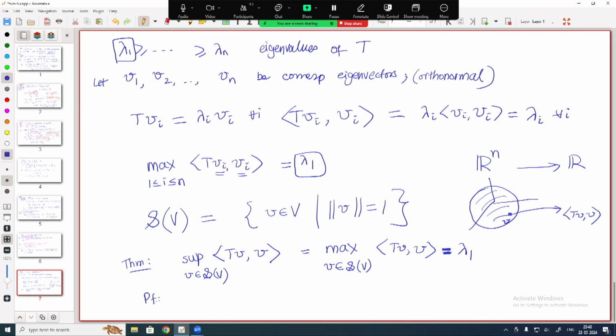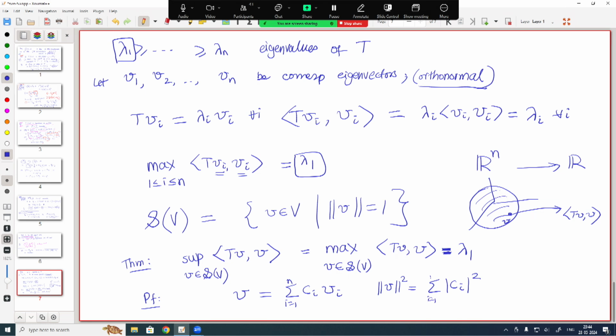The proof is very simple. I need my vector V to vary over the unit sphere. So unit sphere means what? V can be written as the sum of Ci Vi. What is the norm of V, or norm V square? Let us compute norm of V square. Because the Vi's are an orthonormal basis, the square norm of V is nothing but the summation of Ci square, or mod Ci square if you are over the complex numbers.